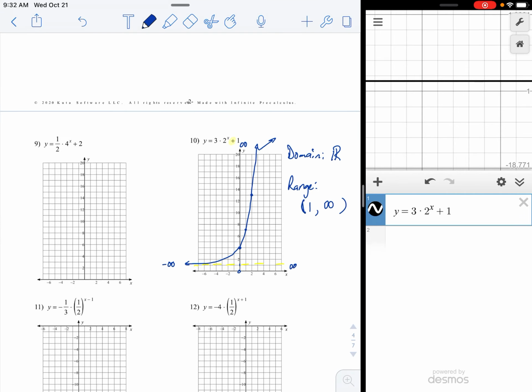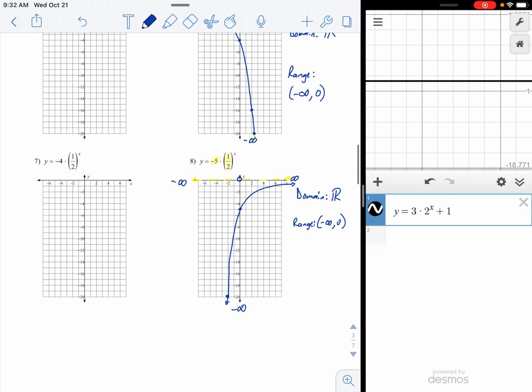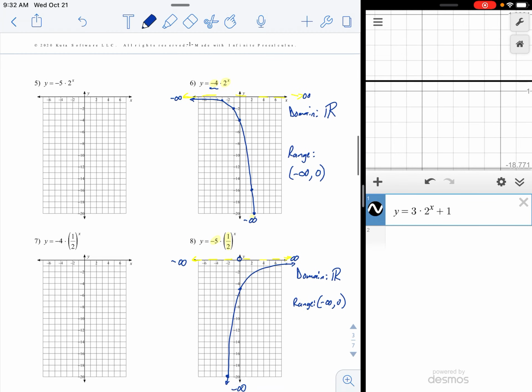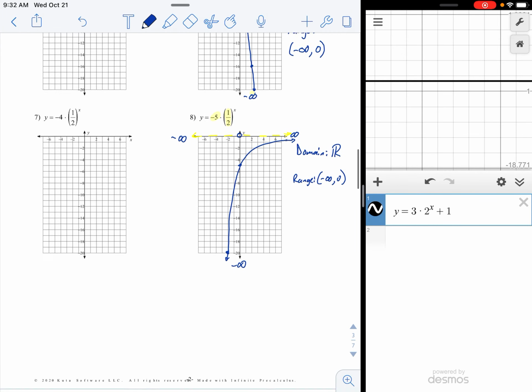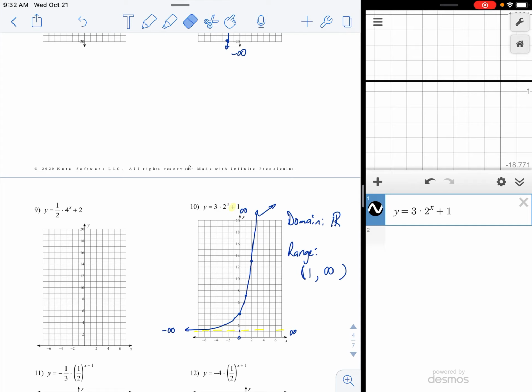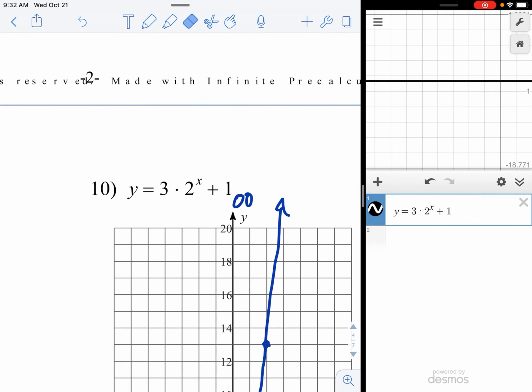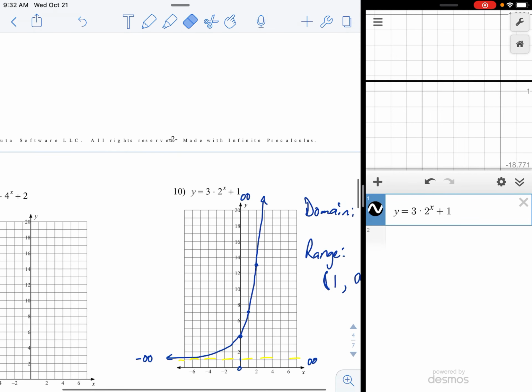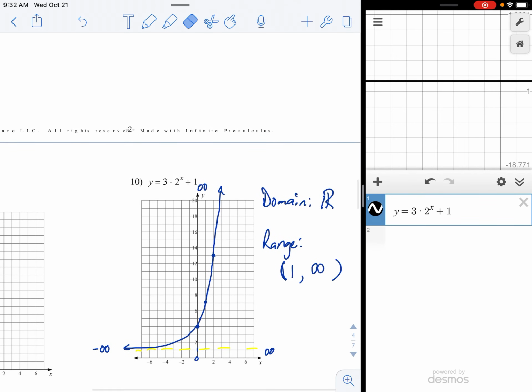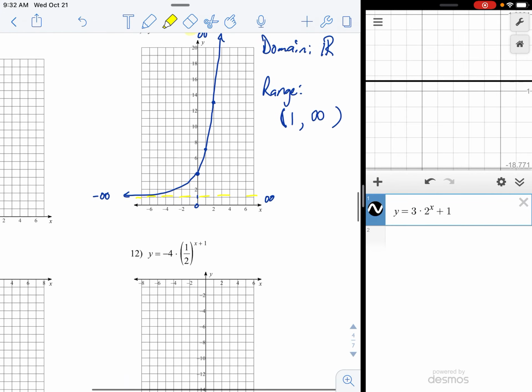So the question I asked before: is the domain always all real numbers, and does the range always have 0 and infinity in it? Well, yes and no. The domain is always going to be all real numbers. There's really nothing you can do to this equation to change that. No matter what you add, subtract, multiply, divide, the domain will always be all real numbers. But the range can be some other number besides 0. It just depends on if there's something added like that.